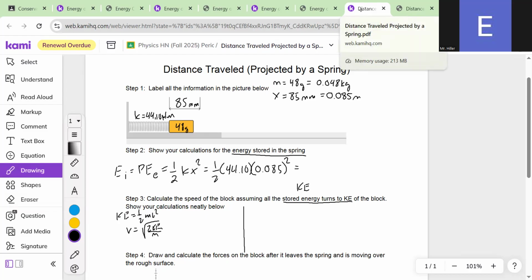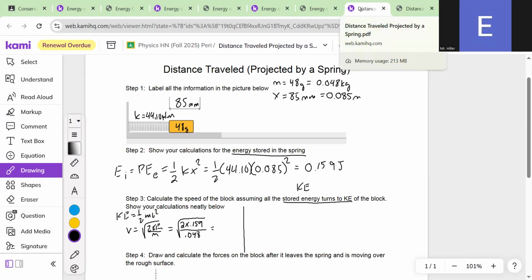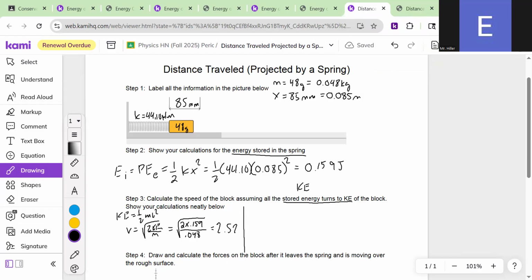So we're going to go 0.085, well, whatever your spring compression is, square it, times your spring constant, and then take half. And so I'm looking at 0.159 joules. Okay, I'm going to go 2 times 0.159 joules divided by the mass of 0.048, square root. I'm looking at about 2.58 meters per second. So that's going to be my speed right there.